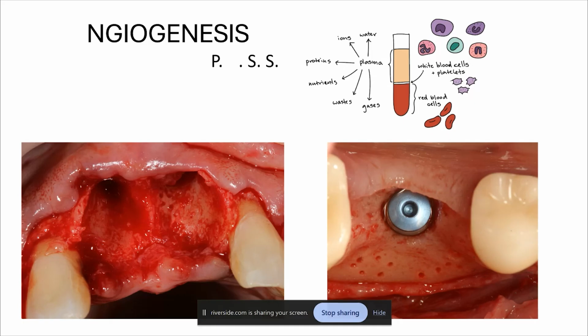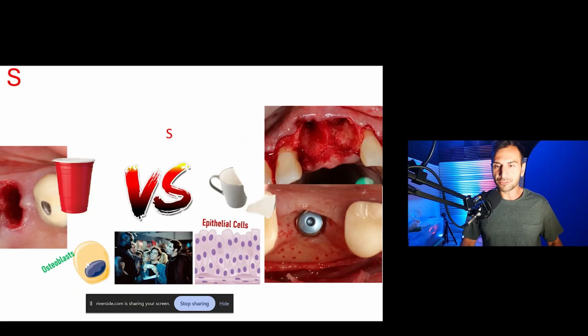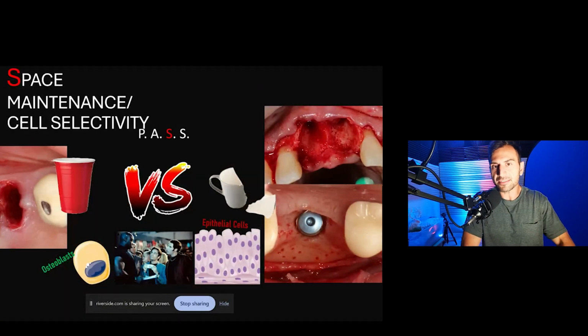We'll do an episode on that again. We've done that in the past. So I'll bring back my PRF friend to talk more about PRF and the unique techniques that are revolving around the use of blood concentrate material. Let's move on to S. So space maintenance and cell selectivity. We're on to the S.